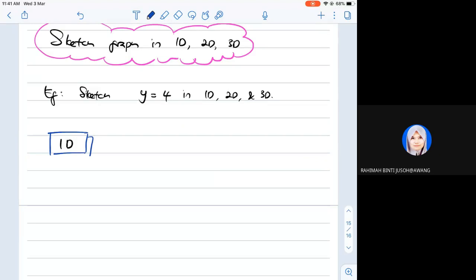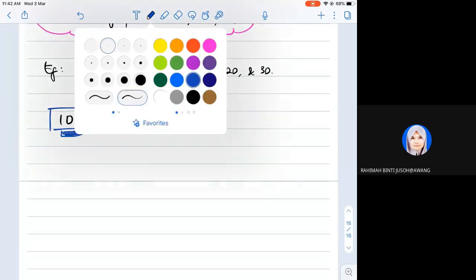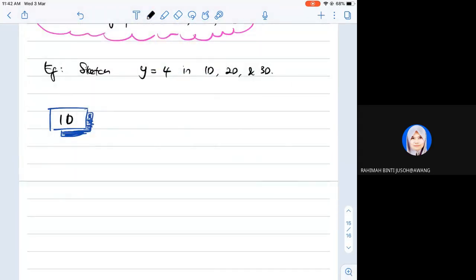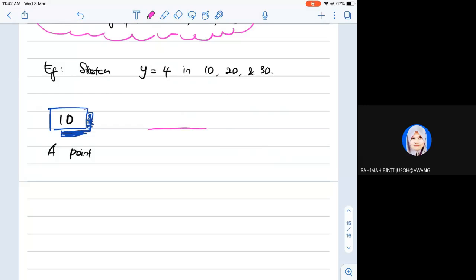One dimension, 1D. Ni huruf D, bukan nombor 10. Okay, in 1 dimension, tak payah tulis ayat lah. Okay, in 1 dimension, y equals to 4 represents a point. Satu titik. Sebab bila 1 dimension means that we only have one axis, satu paksi.